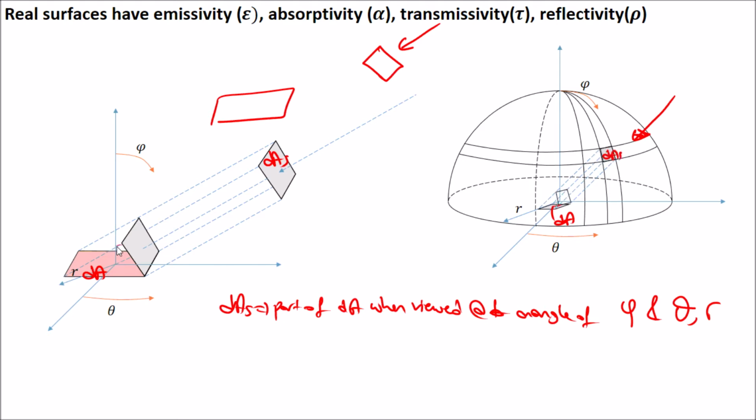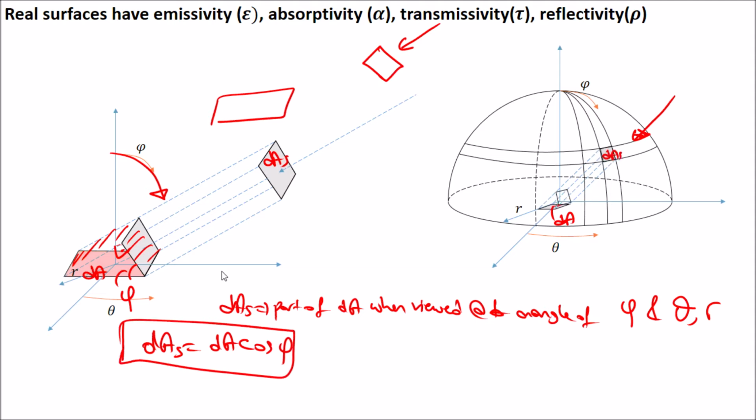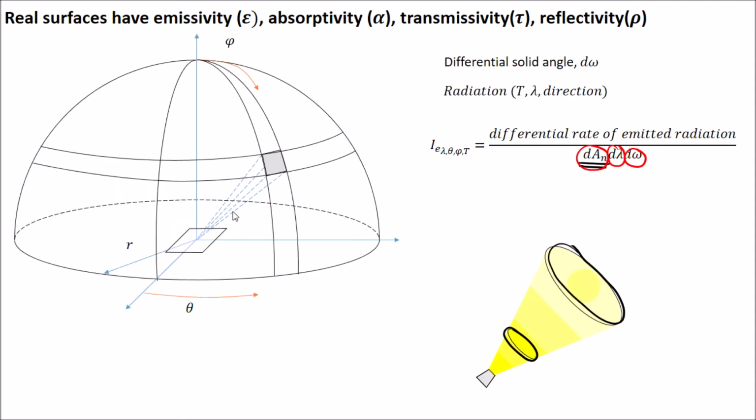So this dA has two components. One is here, the other one is here. This one is 90 degrees. And since this angle is phi, this angle will also be phi. dAs becomes dA cosine phi. This is important. Now let's find dAs in spherical coordinates. Here, this one is dAs in spherical coordinates.